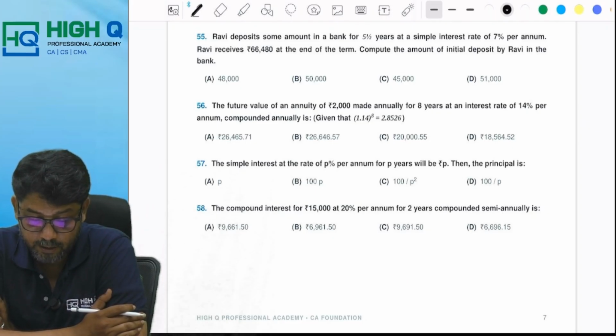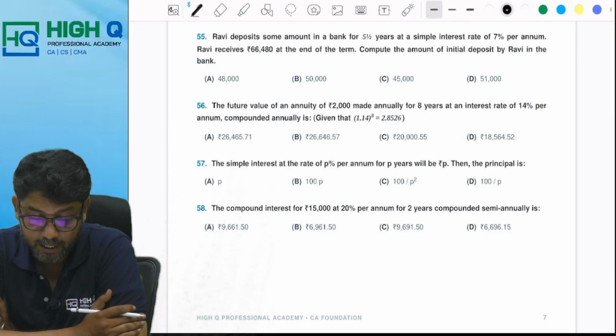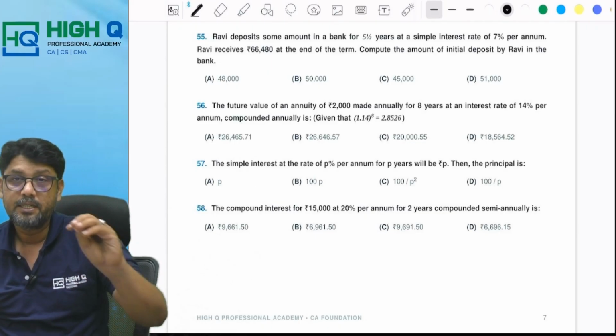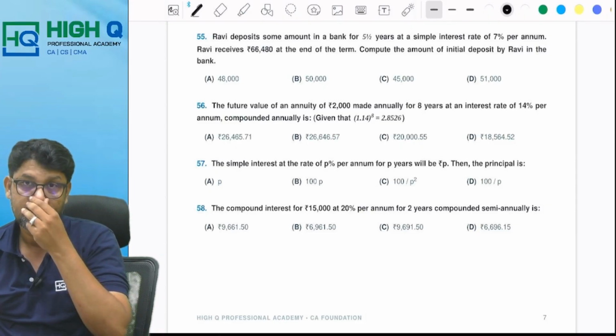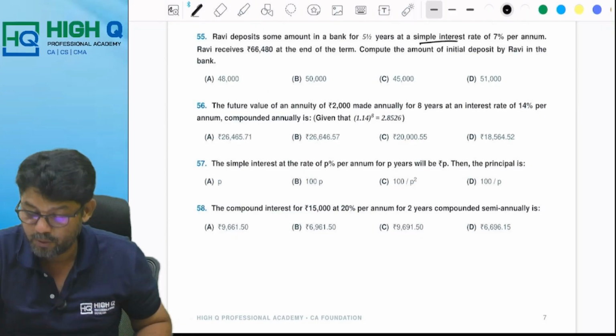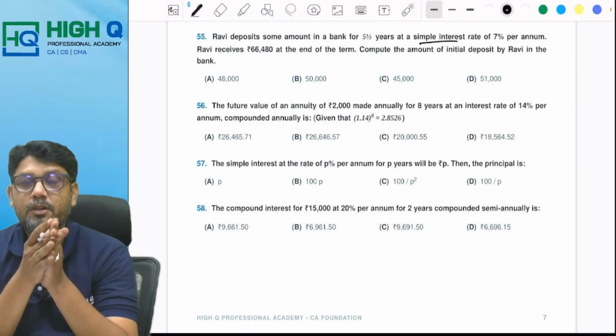Okay. Now, I think we are starting with the time value of money. Look at this. Ravi deposits some amount in a bank for 5.5 years at a simple interest rate of 7% per annum. Ravi receives 66,480 rupees at the end of the term. Compute the amount of initial deposit by Ravi in the bank. See, what is meant by this? He deposited some money, that means principal, for 5.5 years at 7% per annum. And what type of interest is it, my dear? Simple interest only, very simple. And they ask you to find out the principal.